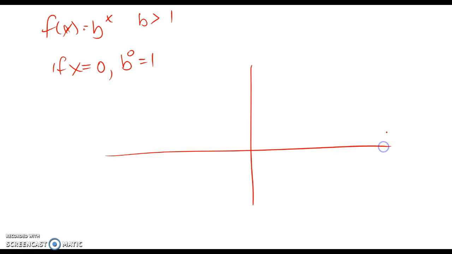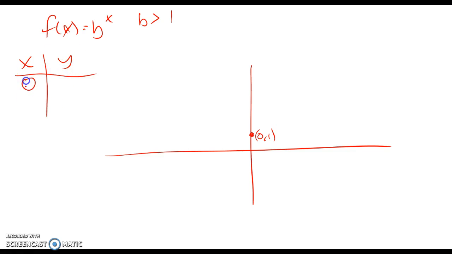We said the parent graph was f of x equals b to the x. All right. B is greater than 1, it's going to be growth. Notice, if x is 0, b to the 0 equals what? Equals 1, doesn't it? So this graph goes through the point 0, 1. I really should just make these an XY chart, shouldn't I? So we kind of see what these look like. So if x is 0, that's 1.